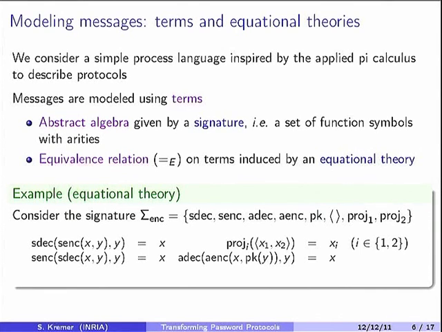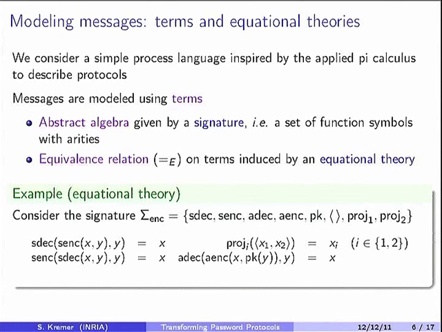So for instance, here is an example of a signature. We have two symbols for symmetric decryption and symmetric encryption. You also have asymmetric decryption and asymmetric encryption for public key cryptography, with PK giving you a public key. You have pairing and projections for the first or second component. And then you would model things like saying, if I'm encrypting a value x with a key y, and I'm decrypting again with the same y, then I'm getting x again.